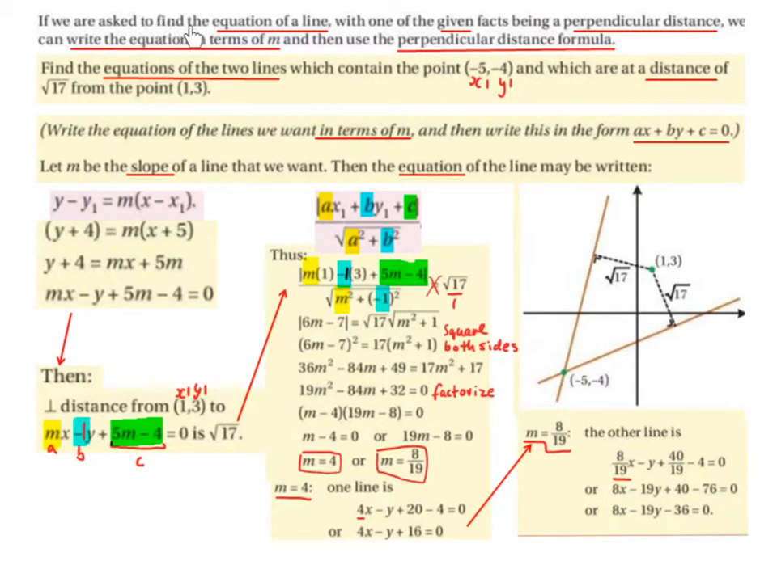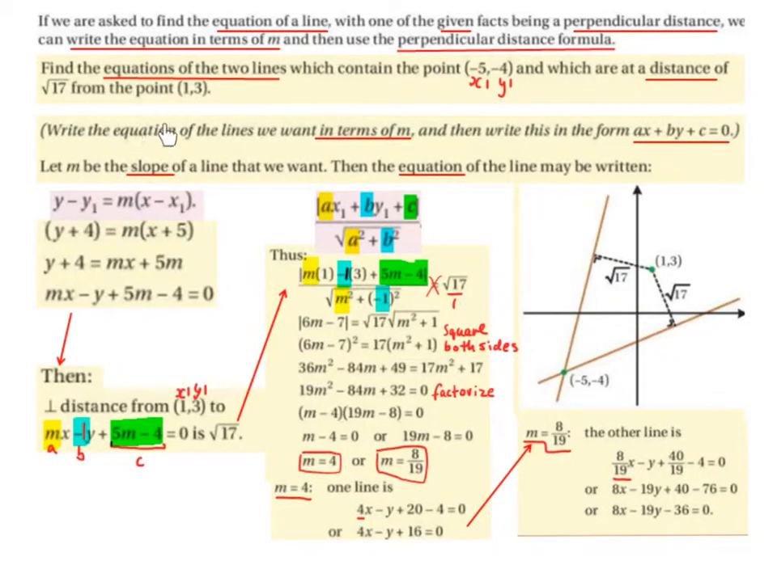If we are asked to write the equation of the line with one of the given facts being a perpendicular distance, we can write the equation in terms of m and then use the perpendicular distance formula. So the example says, find the equation of the two lines which contain the point -5, -4, and which are at a distance of root 17 from the point 1, 3.